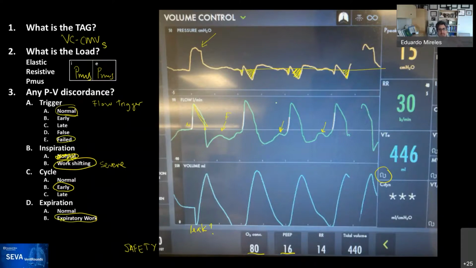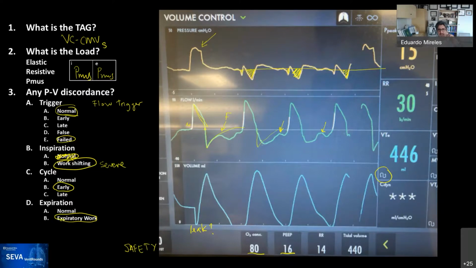We talked about work shifting, very severe throughout the 3 breaths that are present here, with no change in tidal volume, which tells us that this is volume control. I agree with you in terms of the cycling. There are some features that make you think that there's early cycling. Normally the flow should look like this one, right? I mean, like this, and it should look something like that. So you don't see that here.